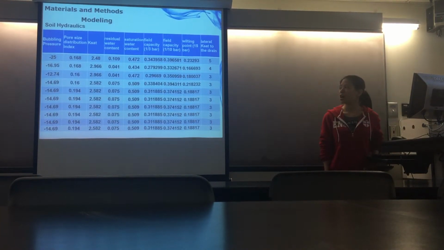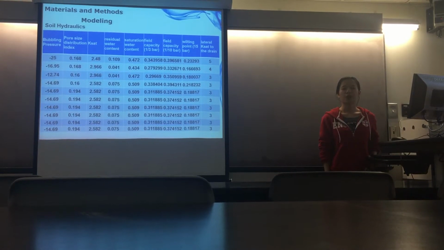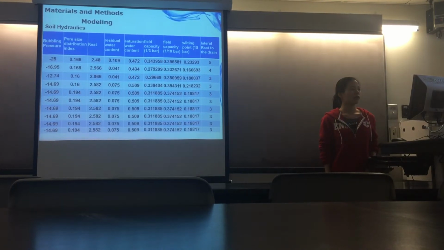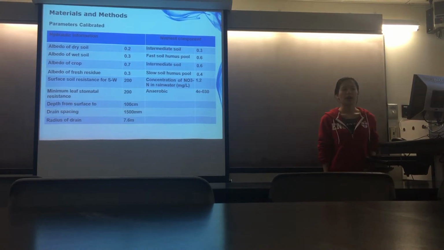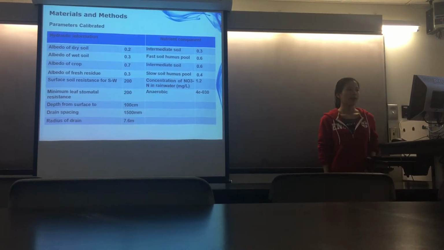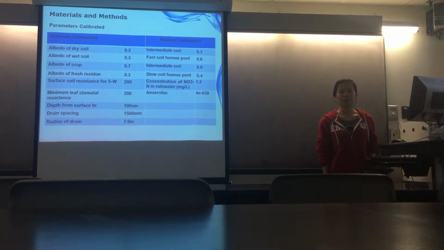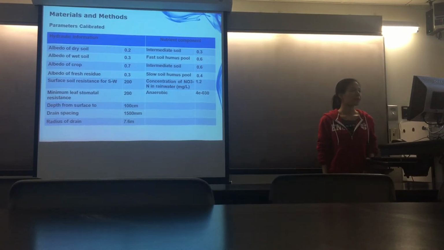And here are the soil hydraulic parameters that need to be calibrated based on the measurement of soil texture, soil profile, and soil water content. And there are some other parameters that need to be calibrated, such as the soil albedo and the nutrient components, to have a better simulation of the crop's evapotranspiration, mineralization, and the denitrification.